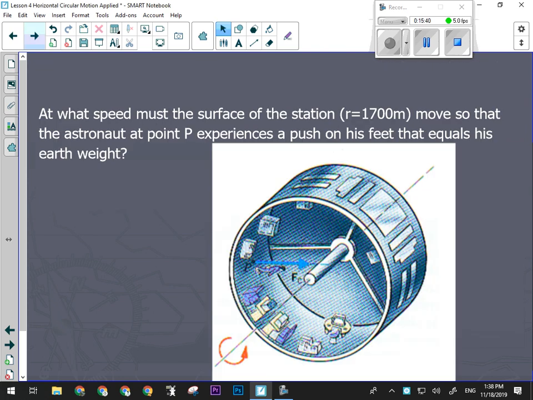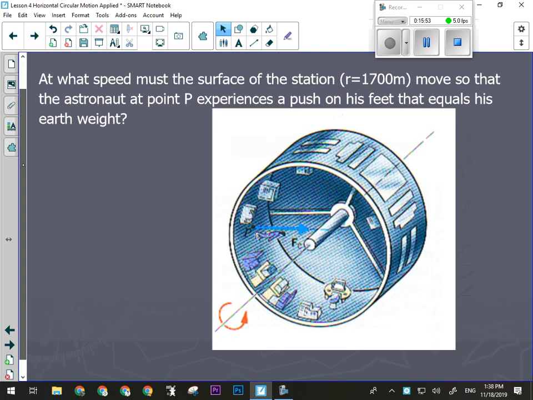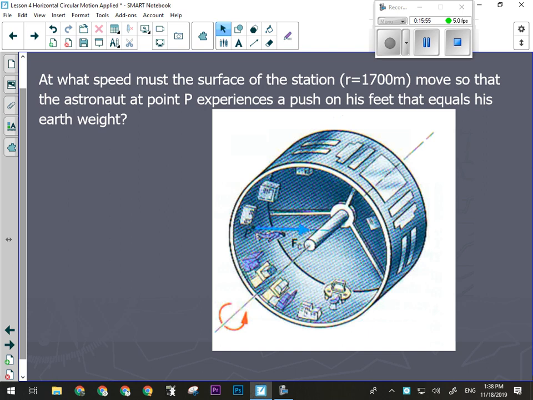Okay, so what we're going to look at here is a sample problem to do with artificial gravity. I can't remember the last time I didn't put an artificial gravity question on a unit exam, so this is probably one you want to pay attention to. We want to figure out what speed this drum needs to rotate at, if it has a radius of 1,700 meters. So it's huge. What speed does it have to move at so that the astronaut feels a push on their feet that is equal to their Earth weight?